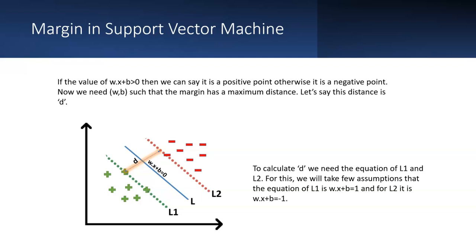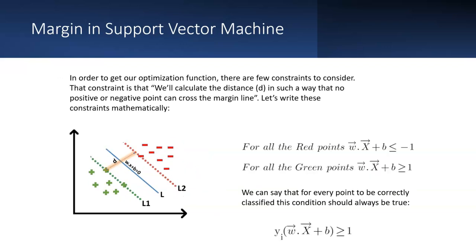Let's say the distance is D. The distance you can see over here can increase and decrease, and we can calculate D. We need equations L1 and L2 for this. We take a few assumptions: equation L1 is, for example, W multiplied by X plus B equal to 1, and L2 is W multiplied by X plus B equal to minus 1, right? These two equations will suffice to find the distance.